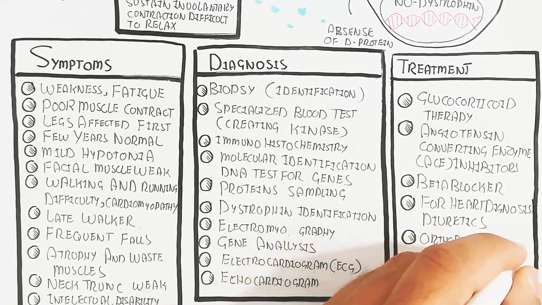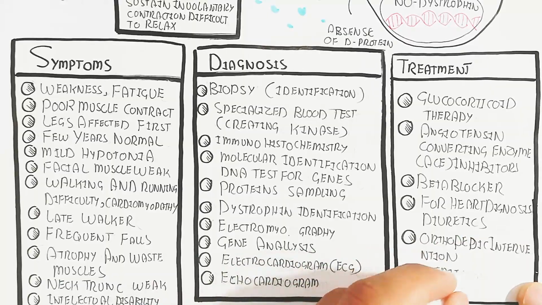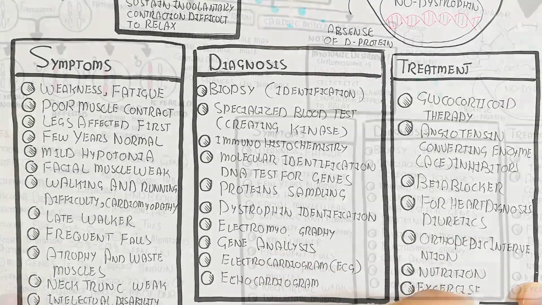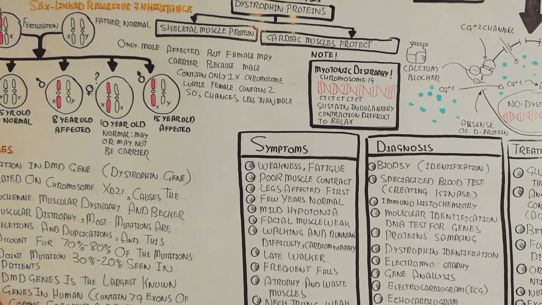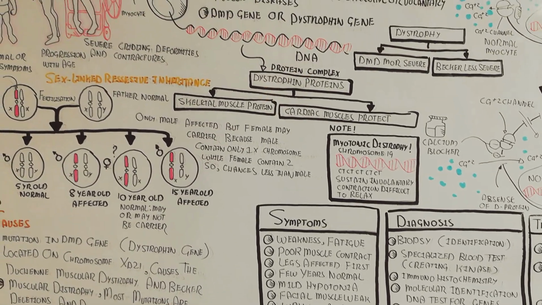So I hope you make sense of this Duchenne muscular dystrophy, the DMD, and Becker. Becker is less severe as compared to Duchenne.